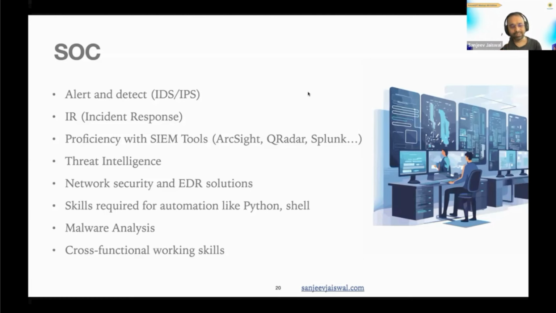You are the one who does incident response very well. You are the one who understands IDS, IPS, and EDR solutions very well. You take care of all the data in one place and analyze it using SIEM tools like ArcSight, QRadar, or Splunk. There are lots of job openings just for threat intelligence. So this is all part of SOC.